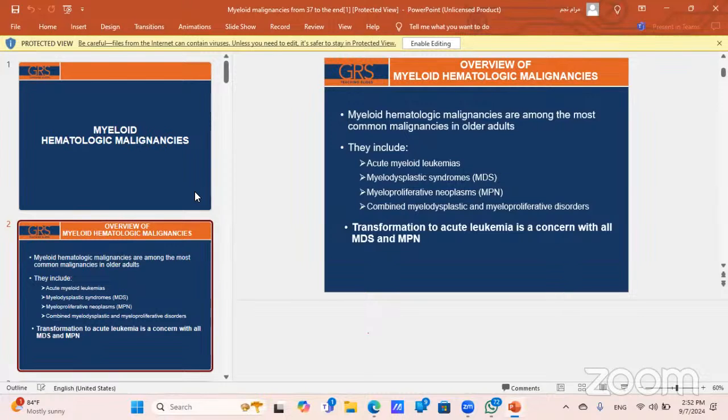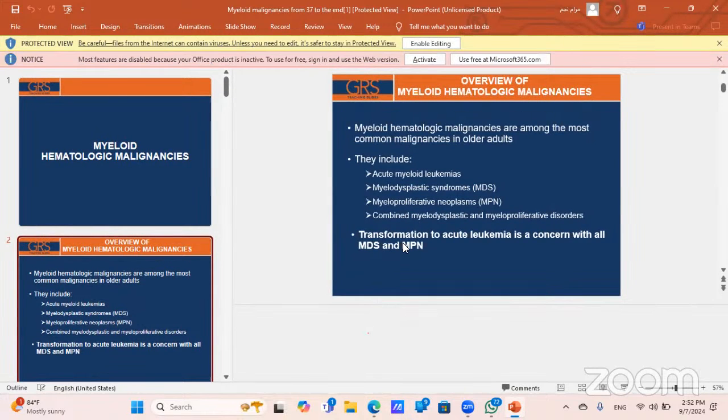I'm going to talk about myeloid hematologic malignancies. They are a very important spectrum of malignancies to talk about because they are among the most common malignancies in older adults. They include acute myeloid leukemias, myelodysplastic syndromes, and myeloproliferative neoplasms, and combined myelodysplastic and myeloproliferative disorders. The most serious complication of these malignancies is transformation to acute myeloid leukemia, especially as regards MDS and MPN. Next slide, please.